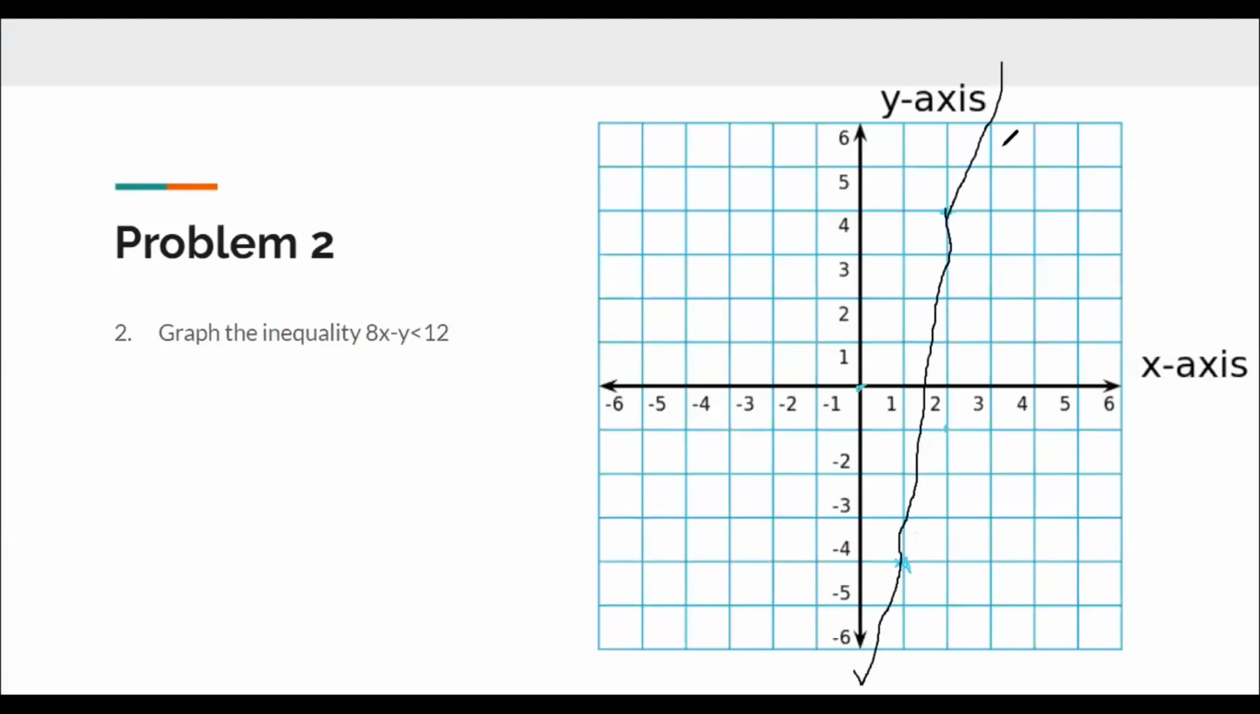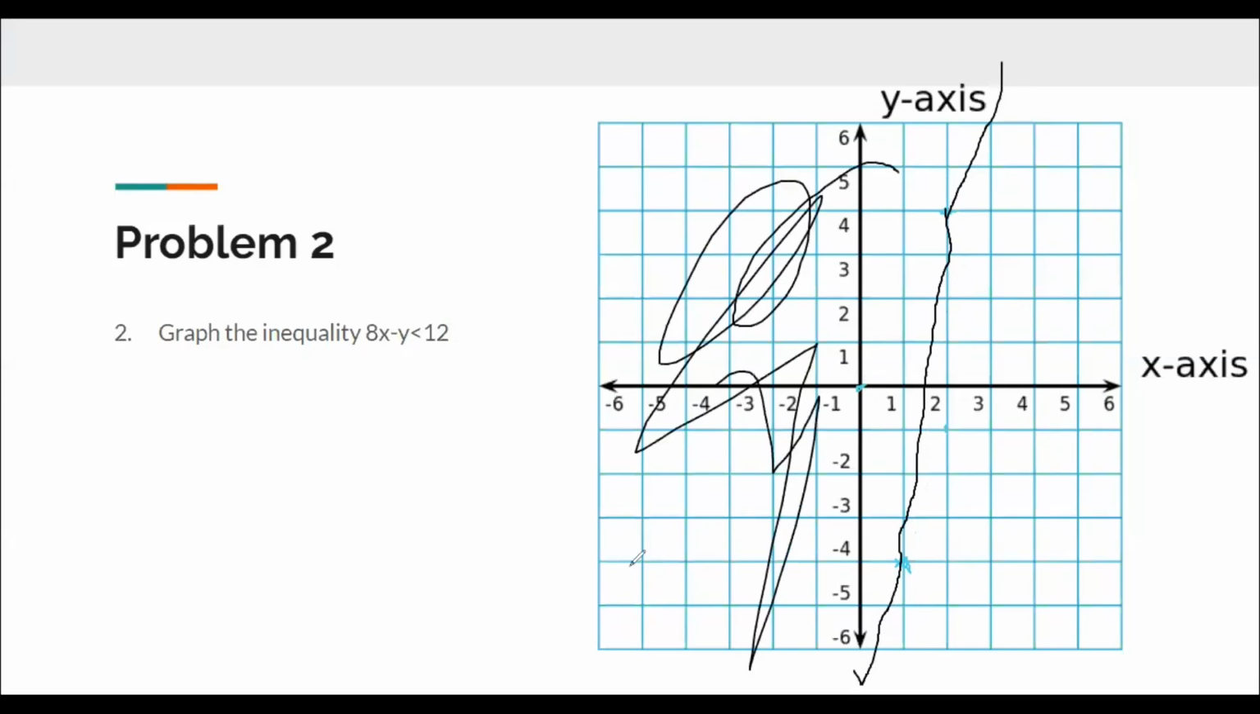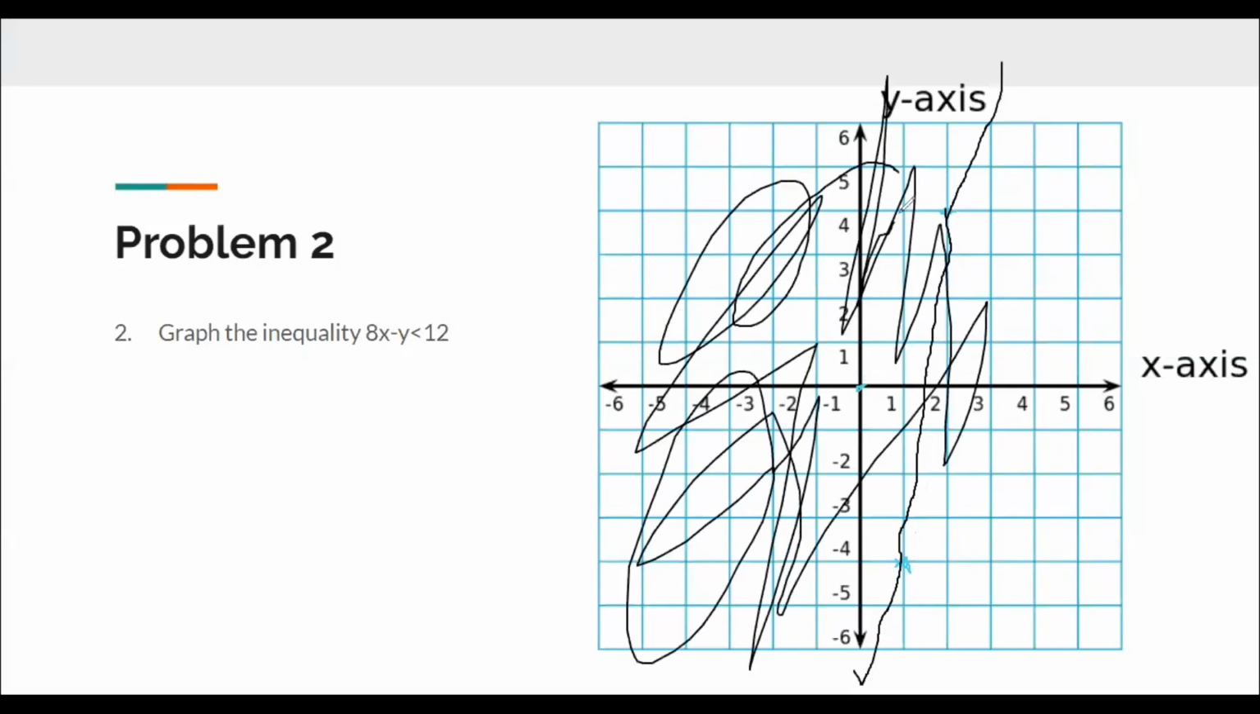Okay. So then you can look at which side of the line is going to work. So if I try 0 comma 0, is 0 less than 12? Yes, it is. So this whole side to the left is the correct solution in this case. The whole left of the line.